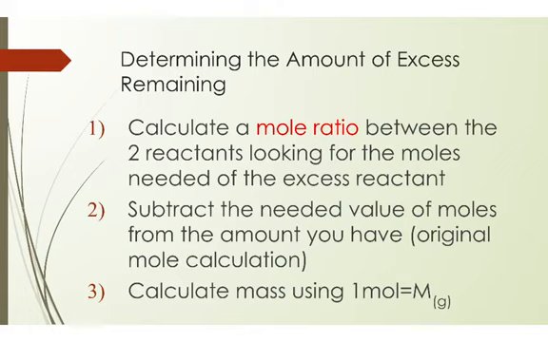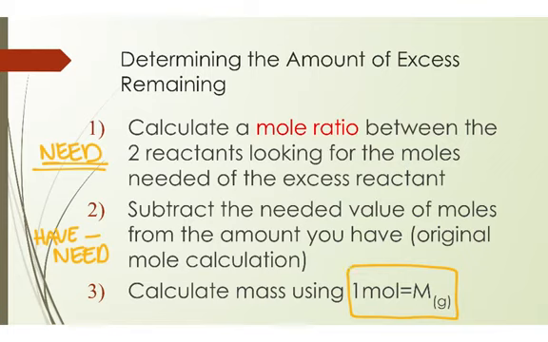In step 2, you're going to subtract the needed value of moles from the amount you actually have. So looking at the original mole calculation, how much do you have versus how much do you need. In the first step, you calculated how many moles you need of the excess, and then you're going to subtract what you actually have minus how much you need. The difference is your leftover reactant. And then finally, you're just going to take those moles and calculate the mass. Again, using Old Faithful, 1 mole equals molar mass.